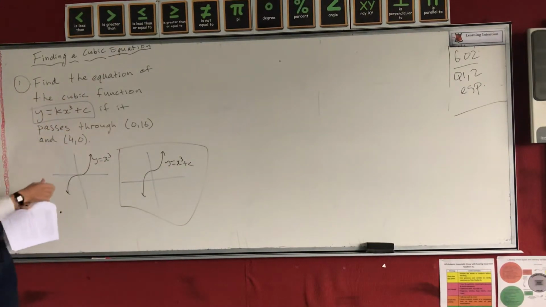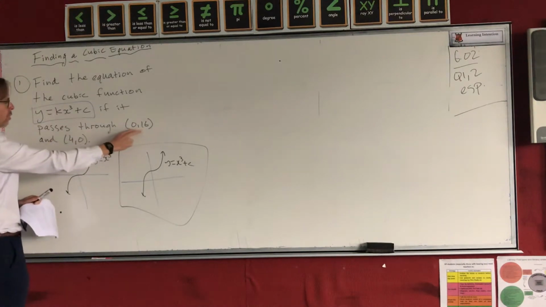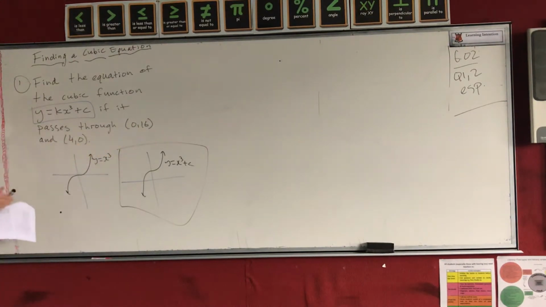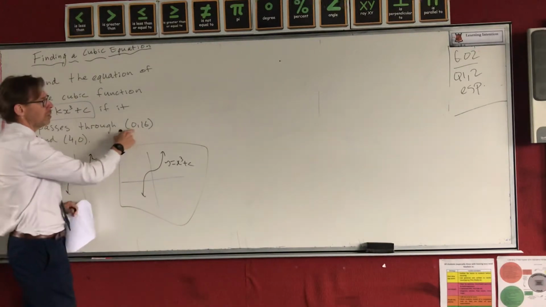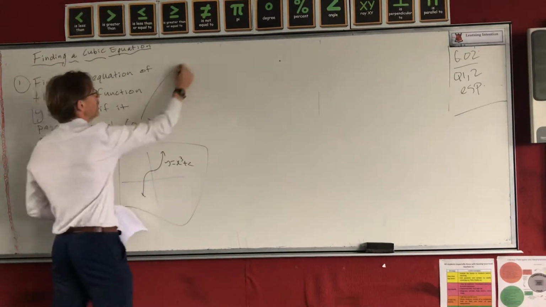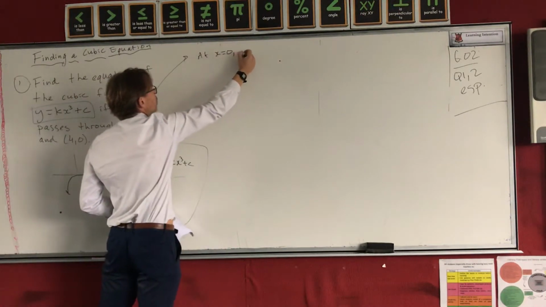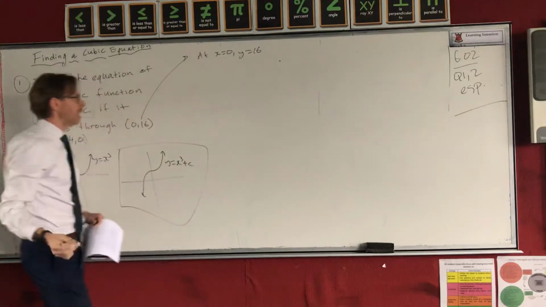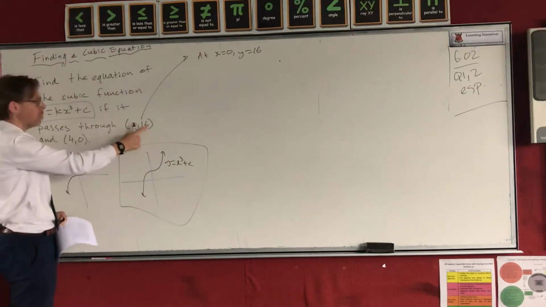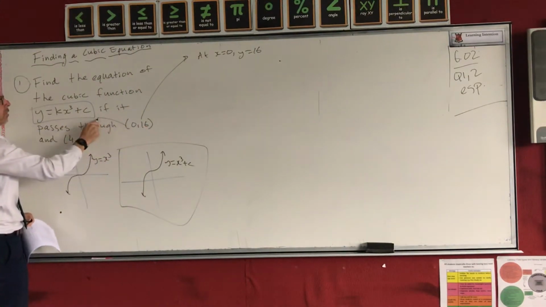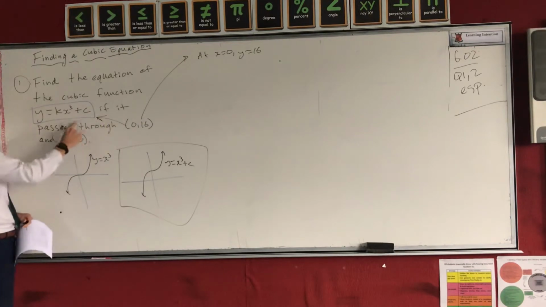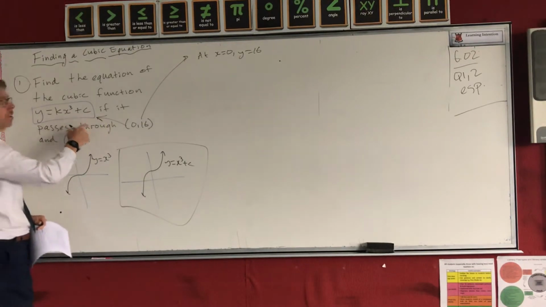So let's have a look. They give us two conditions: (0, 16) and (4, 0) as points on the curve. So I'm just going to sub those in. At x equals 0, y equals 16. That satisfies the equation, so I'm going to substitute into that.